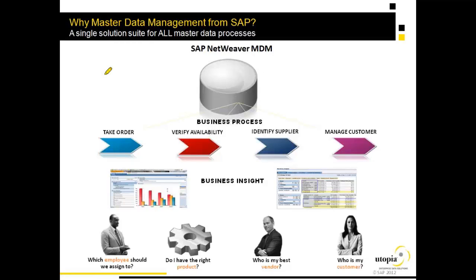Again, 80% of a business process is master data. So which employee, which product, which vendor, which customer, and that data is served up from the hub into the application and then consumed and executed against for business process and reporting.